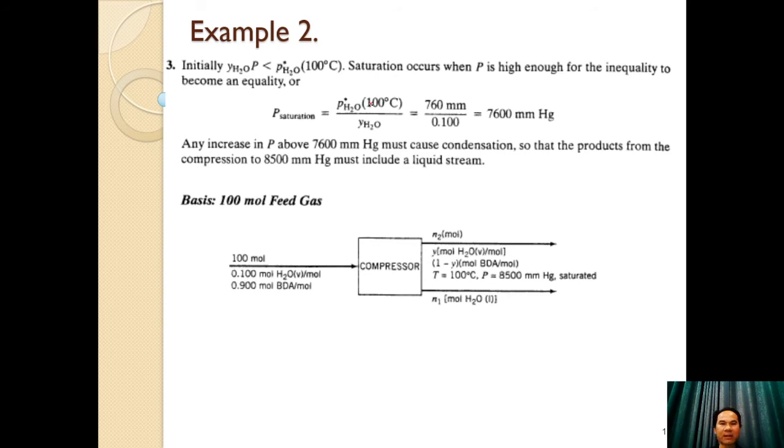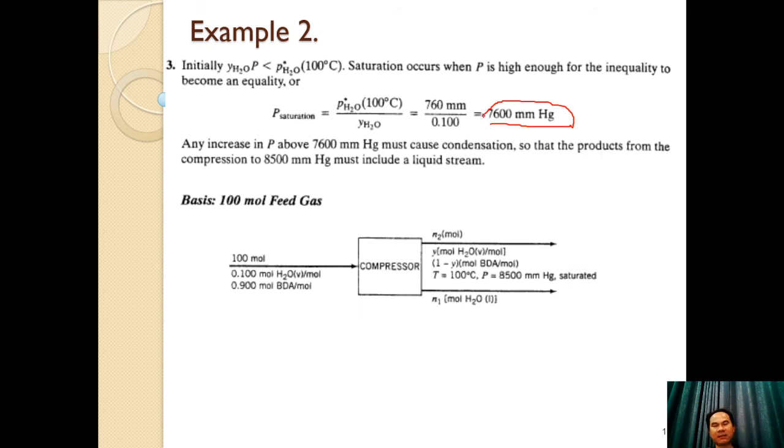And then you can calculate P saturated. P saturated for this equals vapor pressure divided by mole fraction of water. Vapor pressure at 100, this is at the normal boiling point, is 760. 760 divided by 0.1, you get 7,600 millimeter mercury. Right? This is the saturated pressure. But in this case, we increase the pressure to 8,500.